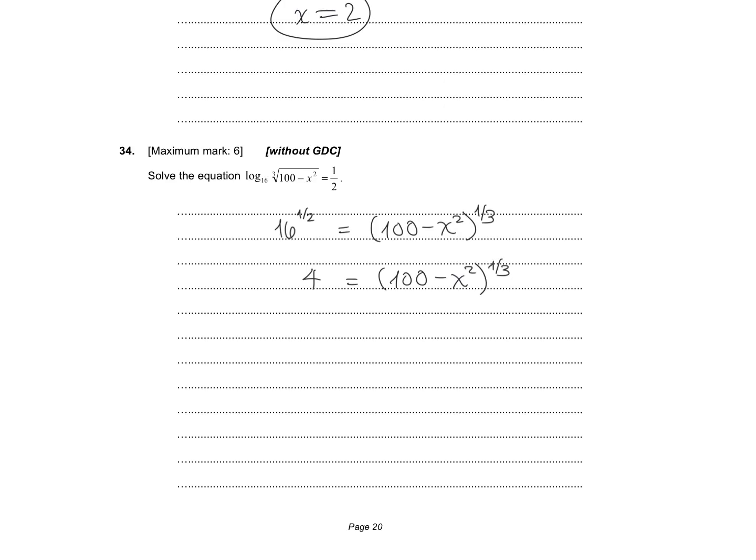Now I'm going to cube both sides, so we'll be left with 100 minus x squared on this side, and 4 cubed is 64. Now if I subtract 100, that's minus 36 equals negative x squared, divide by negative 1, so x is going to be plus or minus 6. Now, if we put those back into the equation, it doesn't matter because x is squared. So both of those are a solution.